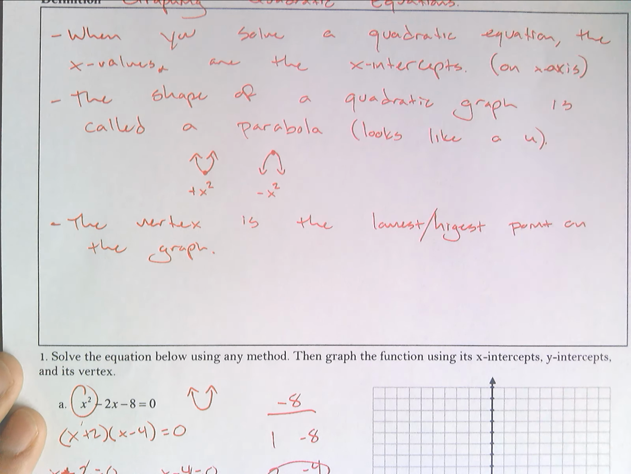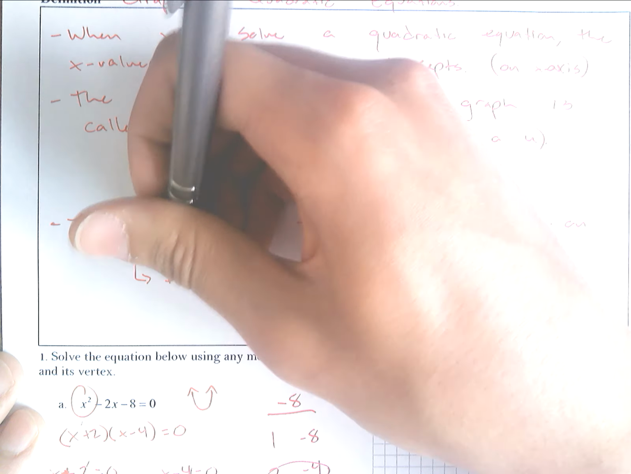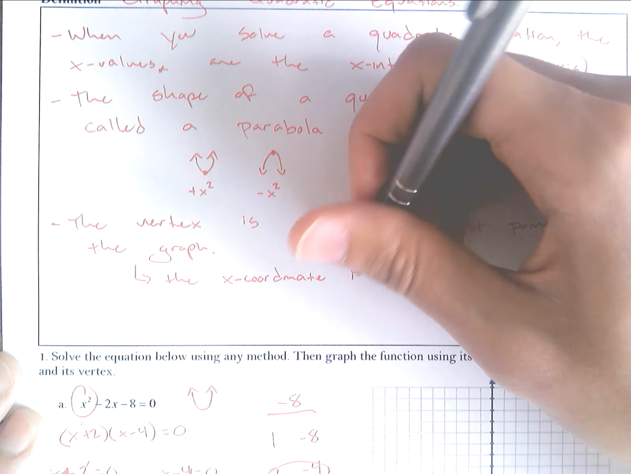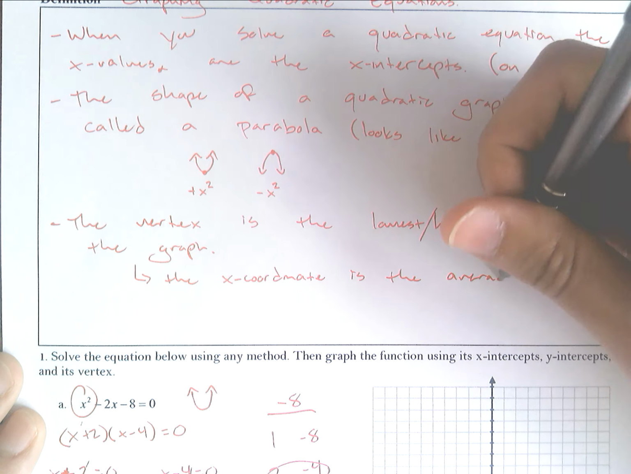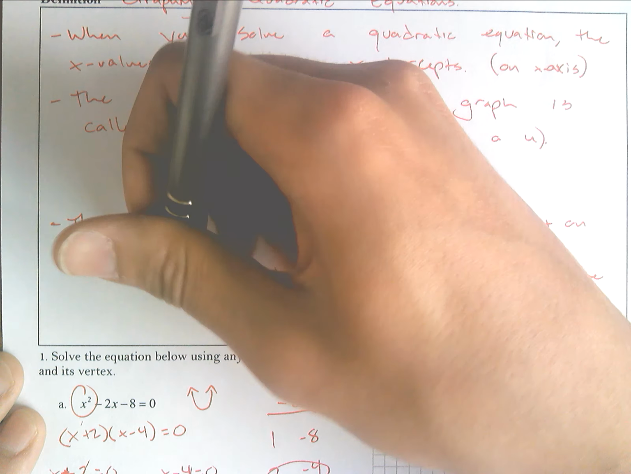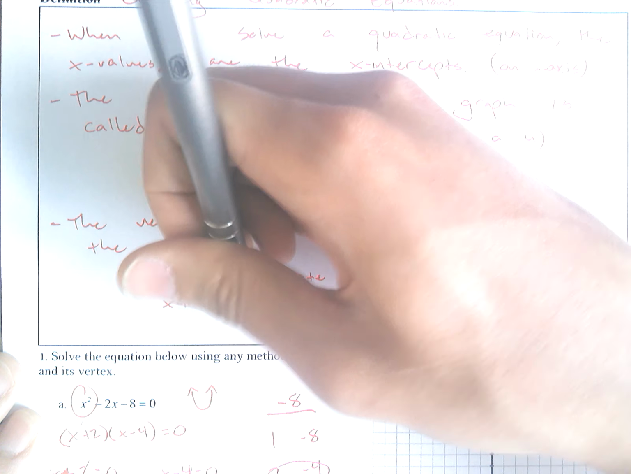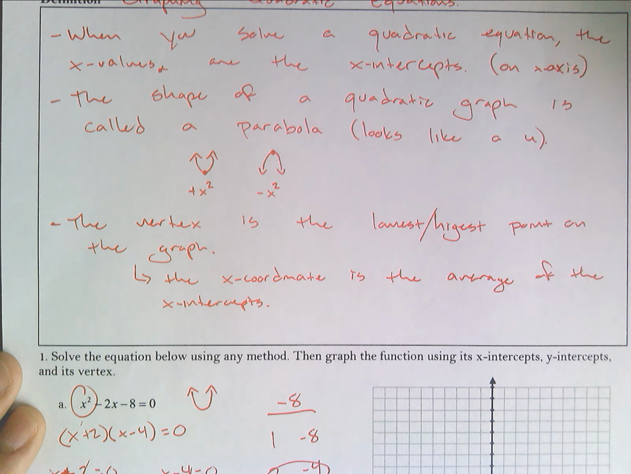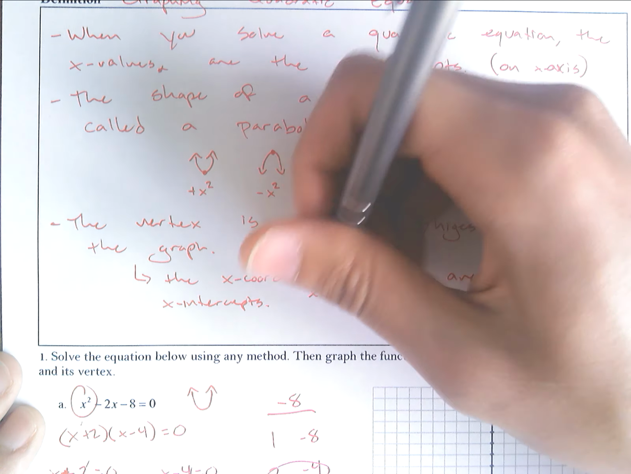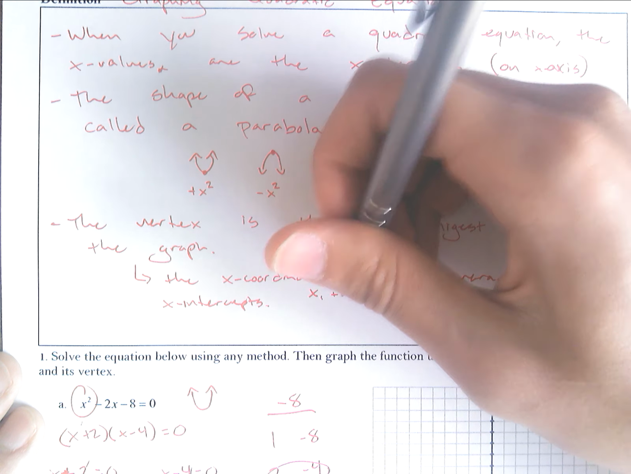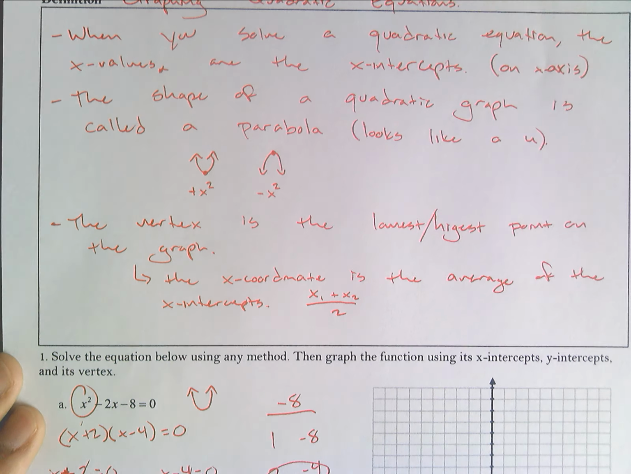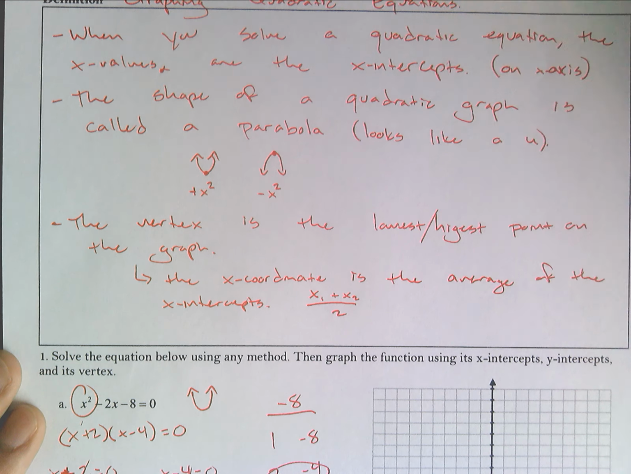In order to find the vertex, we're going to say that the x-coordinate of the vertex is the average of the two x-intercepts. The x-coordinate of the vertex is the average of the x-intercepts. So you can plug it into this little formula here. To find the x-coordinate of the vertex, you can take x1 plus x2 and divide by 2, where x1 and x2 are the x-intercepts. You can just plug it in right here. That'll tell you the x-coordinate of your vertex.